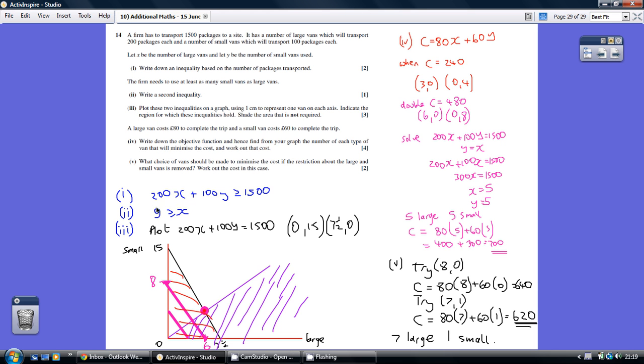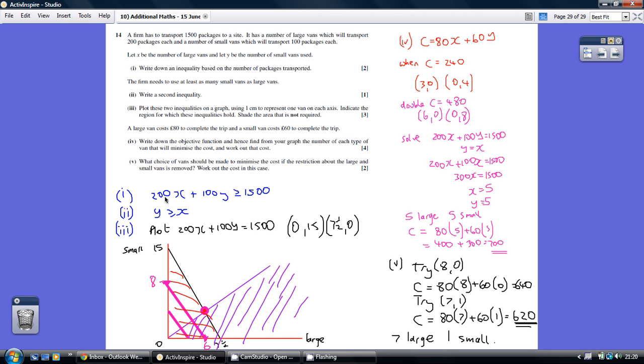Point 2, we're told the number of small lorries is at least equal to the large lorries, hence y is greater than or equal to x. Part 3, we need to plot these. Now plotting y equals x is simple, and we discard the unwanted which is below the line.